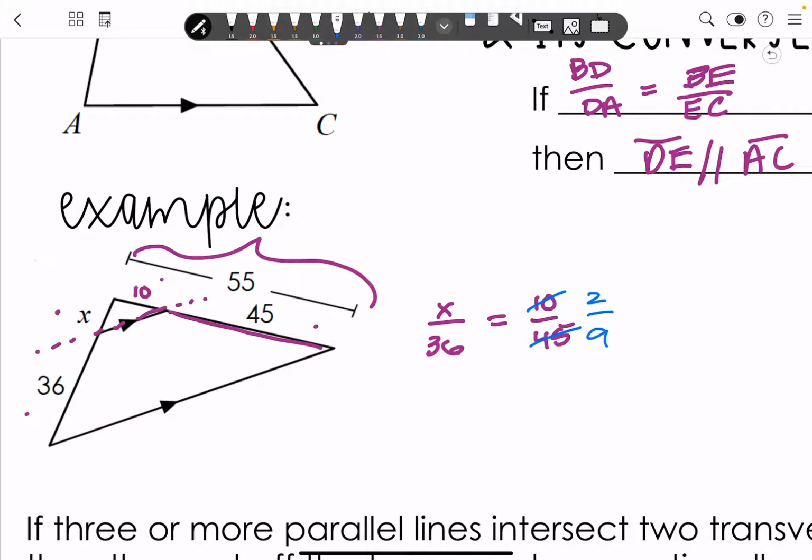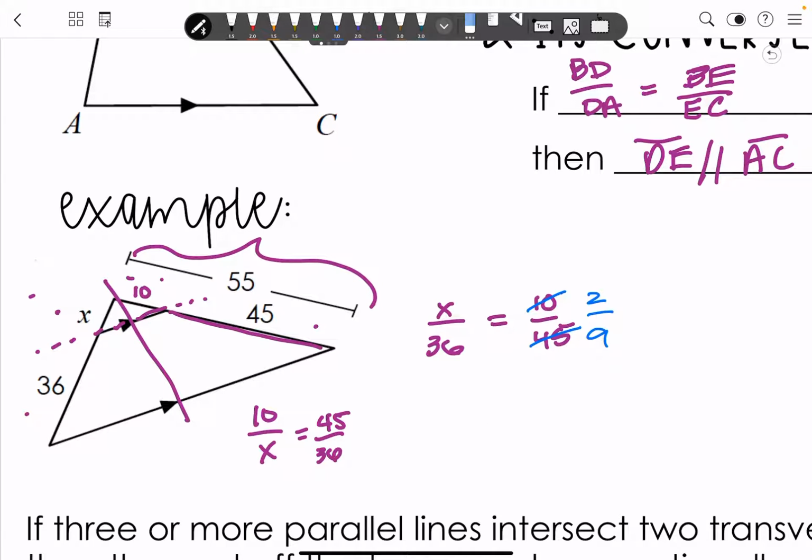All right, now there was another way to go ahead and set up this proportion had you done 10 over x, so pretty much doing it one side of the triangle, 10 over x, 45 over 36. And you can do it that way as well. But you do what works best for you. We're going to go ahead and cross multiply. And no matter if you simplify or not, you're still going to get the same answer.